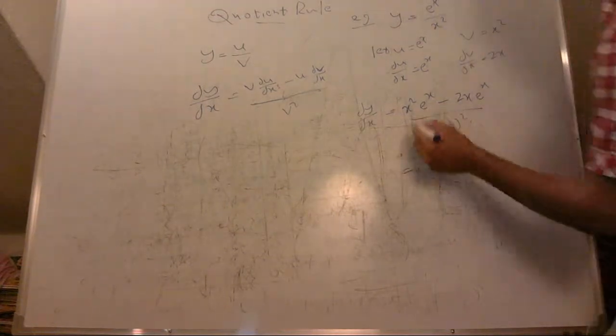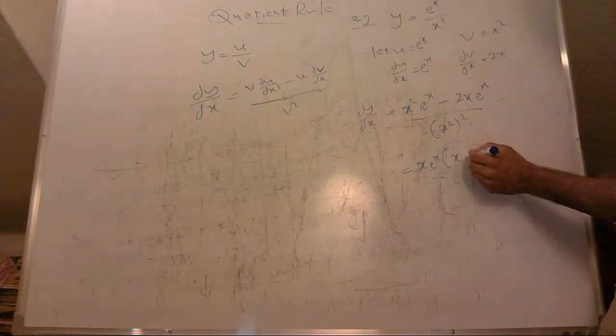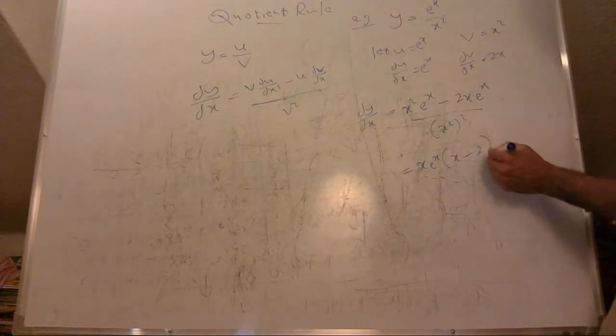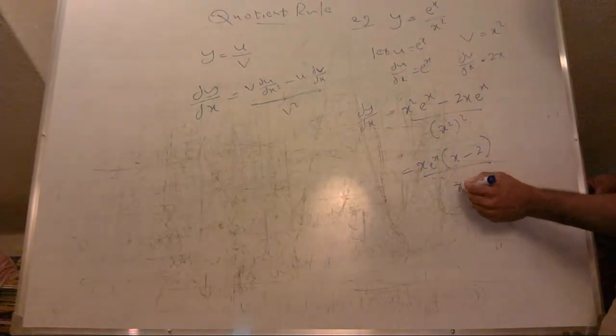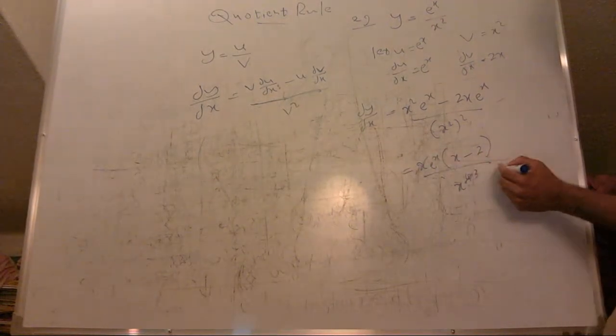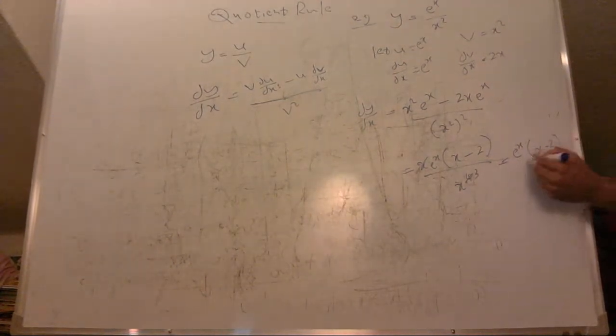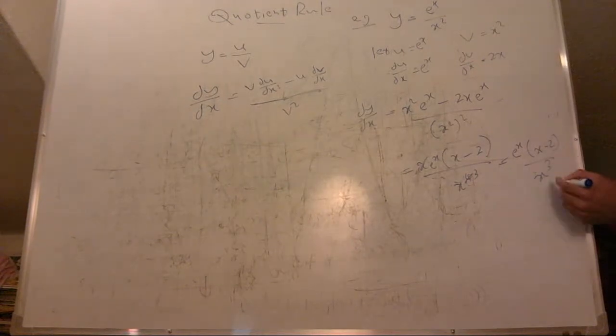Now if you factorize this, at the top you can factorize by x e to the x, so this becomes x minus 2 over x to the 4. And you can cancel this x with this, this becomes x cubed, so that means e to the x, x minus 2, over x cubed. So that's the final answer.